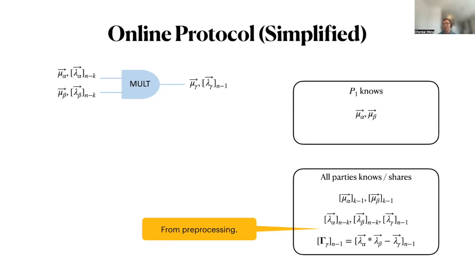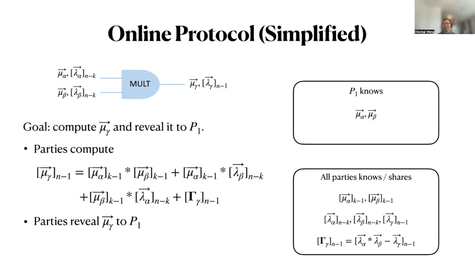Using these values, parties will compute the shares of mu gamma in the following way. When they get these degree n-1 shares of mu gamma, they will reveal the values to P1, who will reconstruct mu gamma and use it for the gates in the next layers.